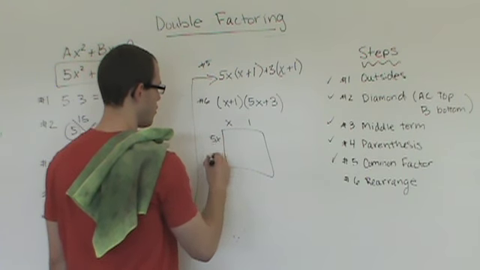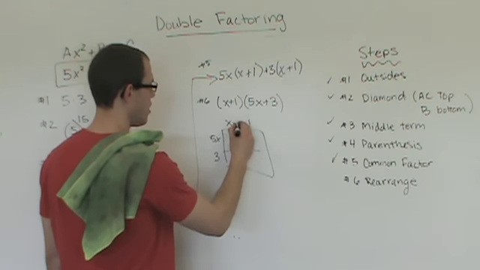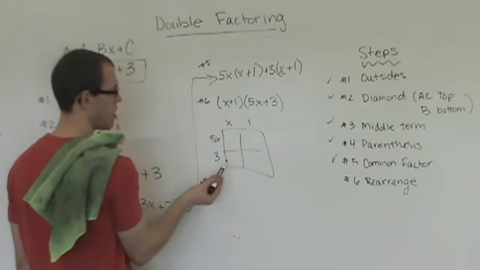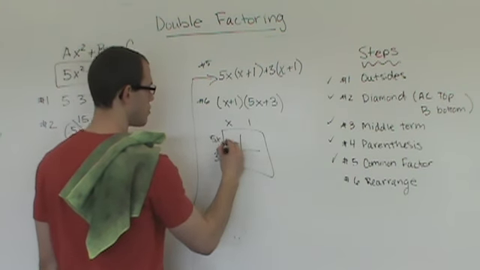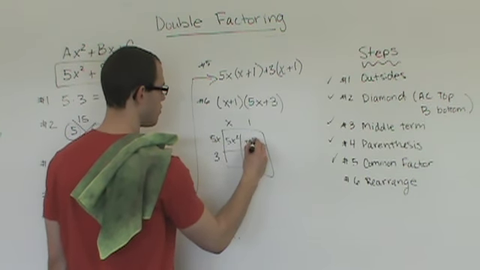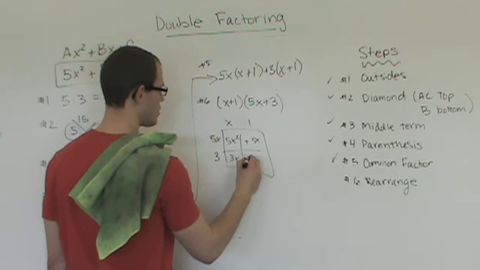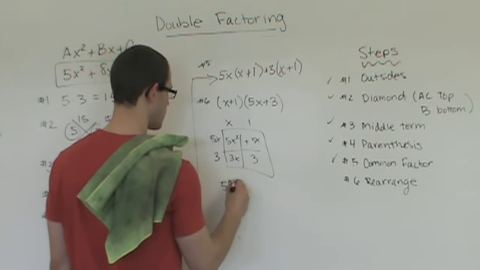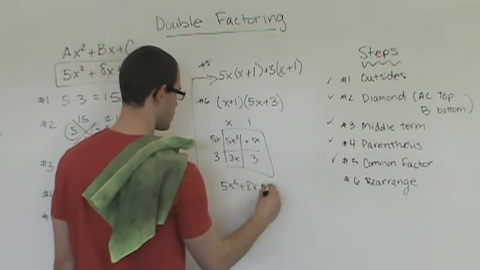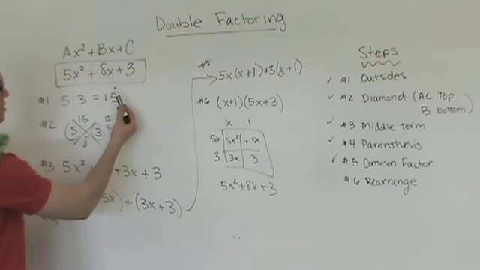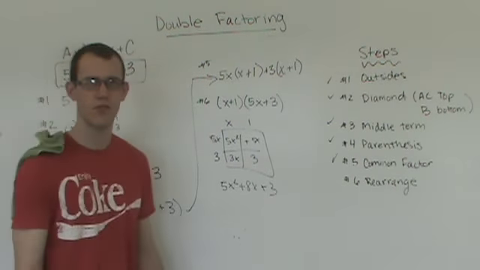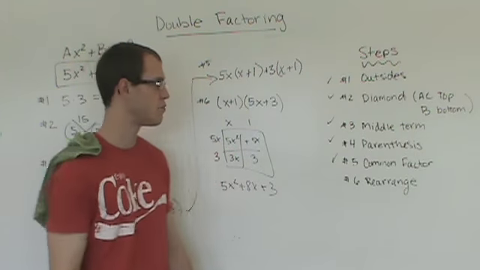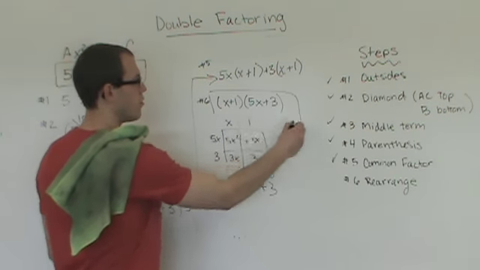So I'm doing the box method. X plus 1 is right here. 5x plus 3 is right here. This results in 5x squared plus 5x, 3x and 3. So that'd be 5x squared plus 8x plus 3. Is that the same thing we started with? Yep, it is. So we have the right answer. Let's do another example.